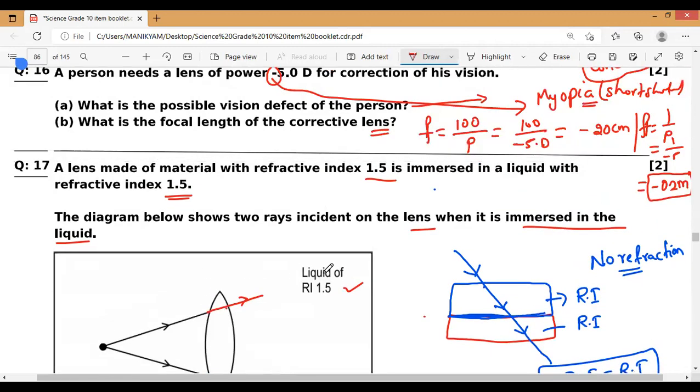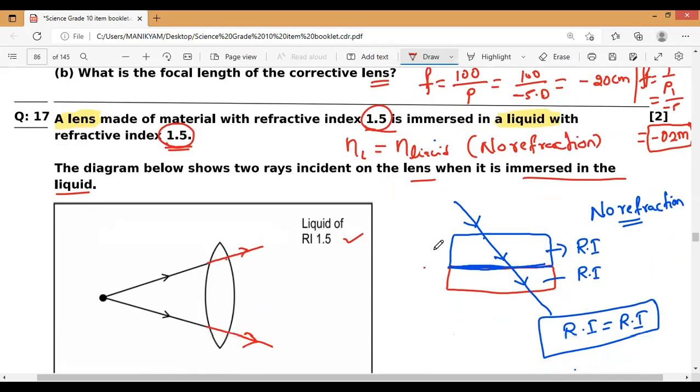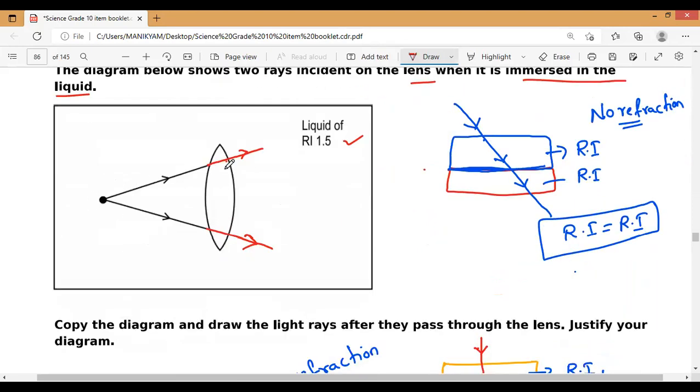Even though they are two different mediums, one is a liquid medium and the other is a glass lens material. Both are different, but what is the common thing here? You have to notice it. Their refractive index remains the same. So the refractive index of the lens equals the refractive index of the liquid, so no refraction will take place. Are you clear? Very important. Take the scale, draw the same diagram, and draw a straight line.